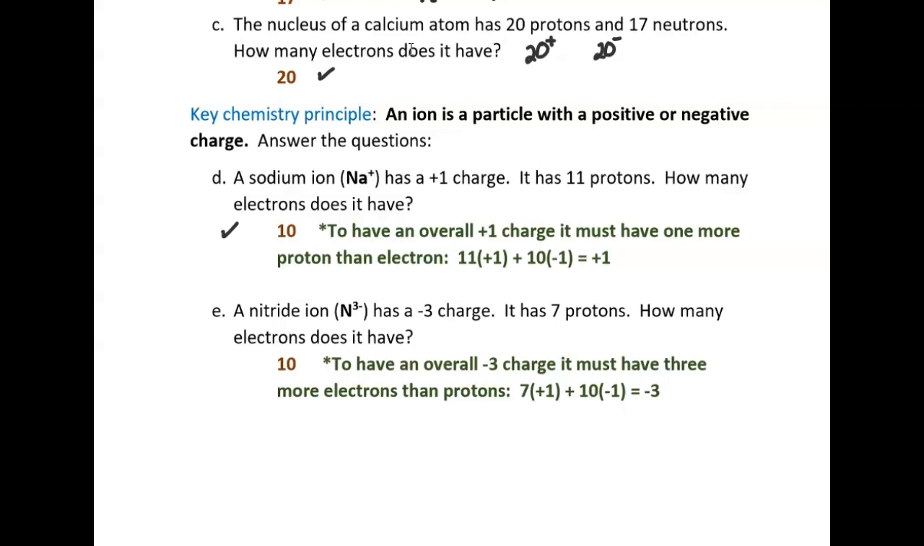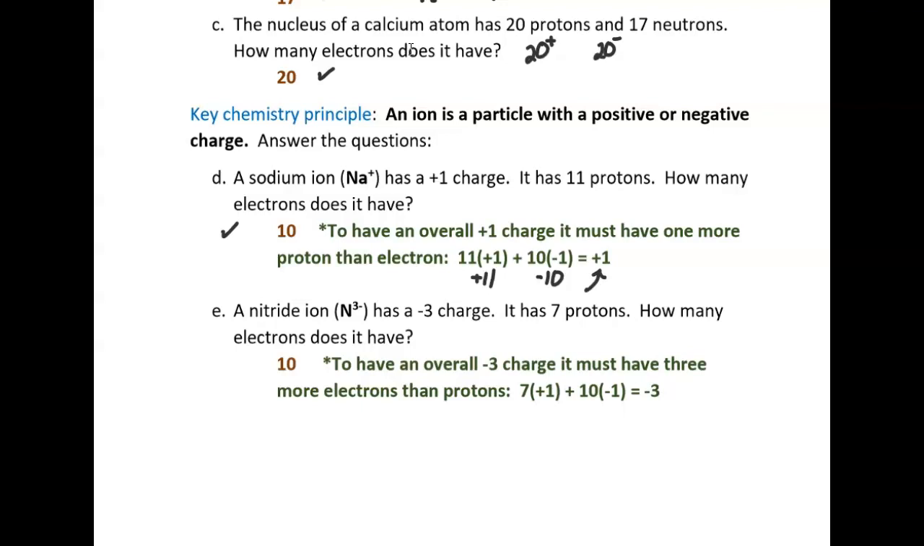To have an overall positive 1 charge, the atom must have one more proton than electron. Each proton has a positive 1 charge, and there are 11 protons in the nucleus. 11 times positive 1 is positive 11. Each electron has a negative 1 charge. If there are only 10 electrons, then 10 times negative 1 is negative 10. The sum of these two numbers is a positive 1 overall charge for the ion.